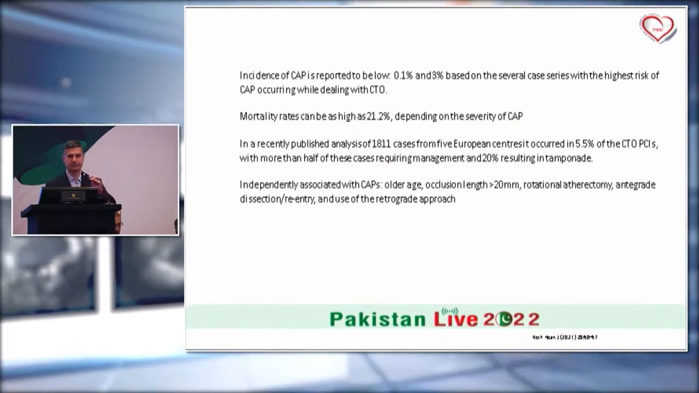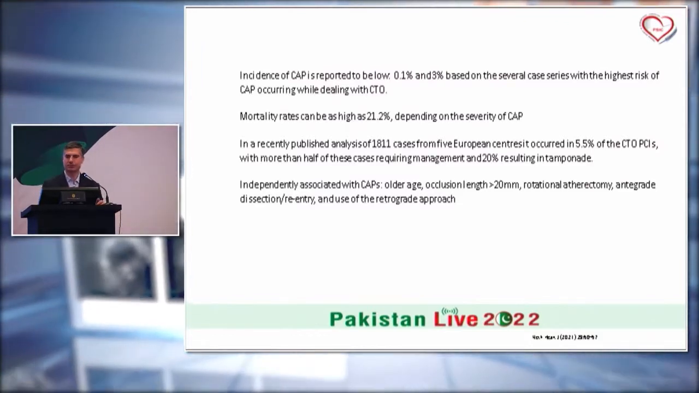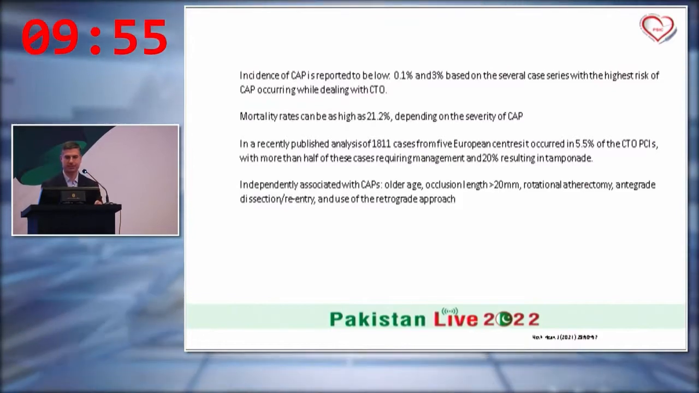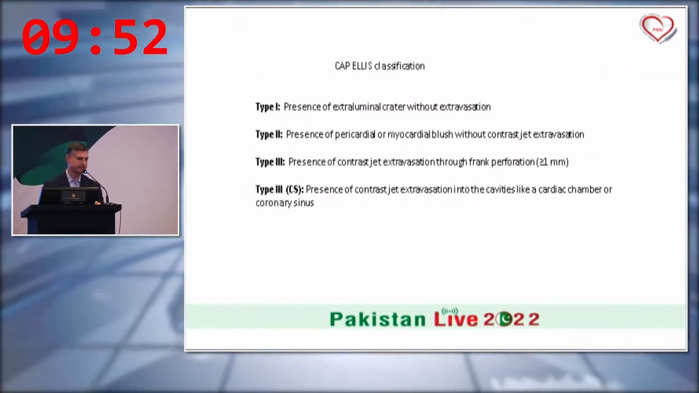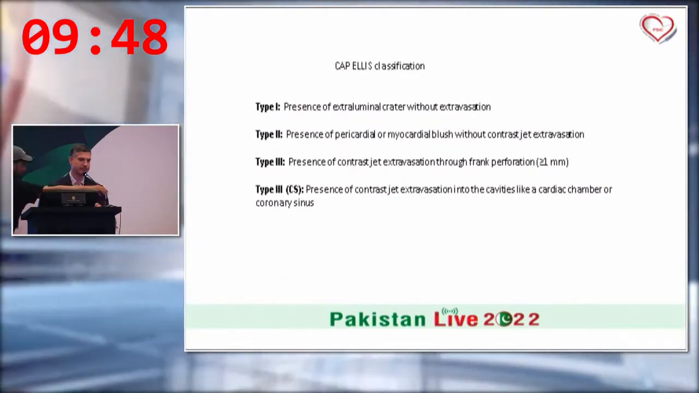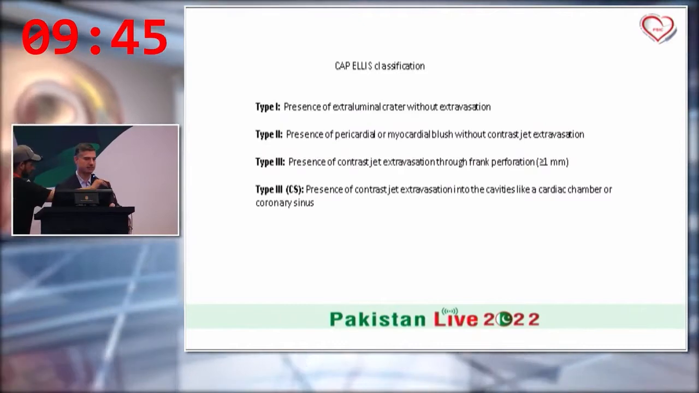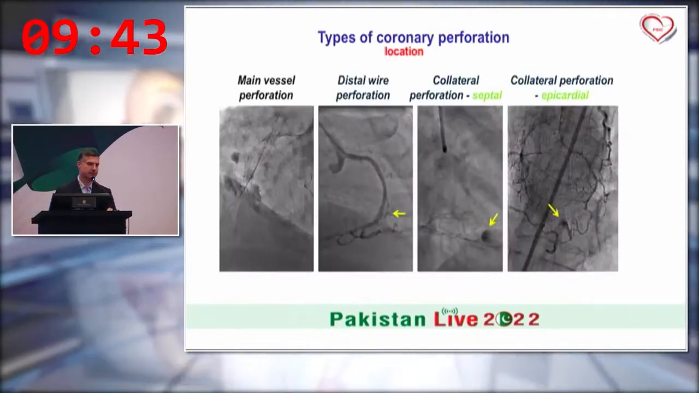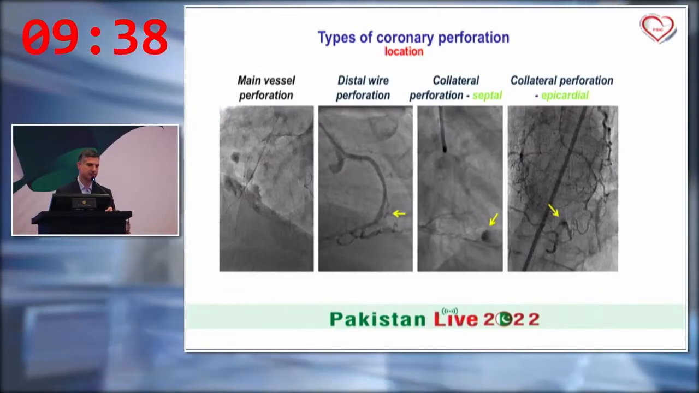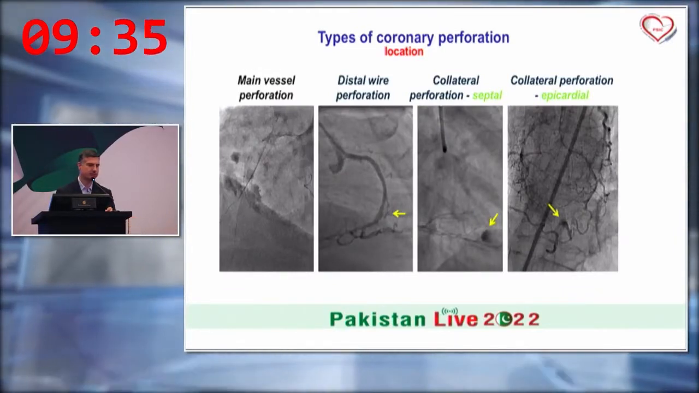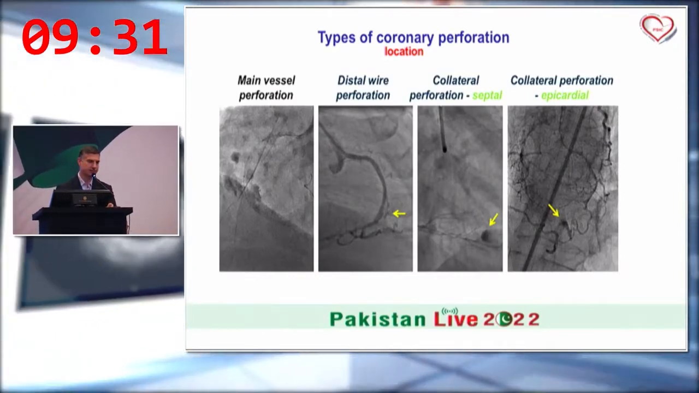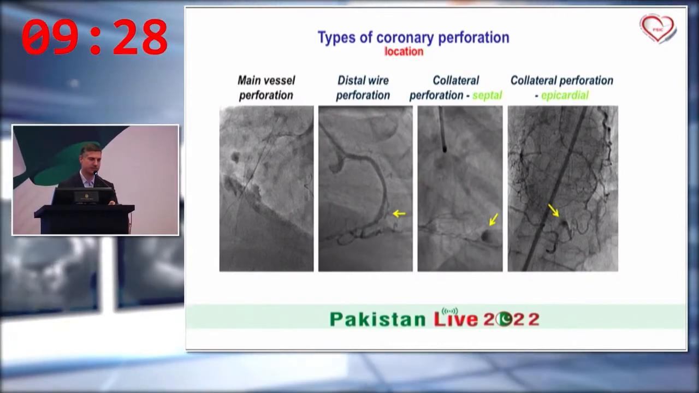The incidence of coronary perforation is reported to be low, but it is a life-threatening situation. You know the classification of Ellis, type 1, type 2, type 3, and type 4. As Mahmud has presented just now, there are several perforation types: vessel perforation, distal wire perforation, collateral perforation, epicardial or septal. Today we will give some examples for distal wire perforation.